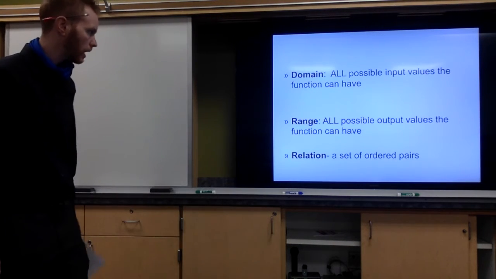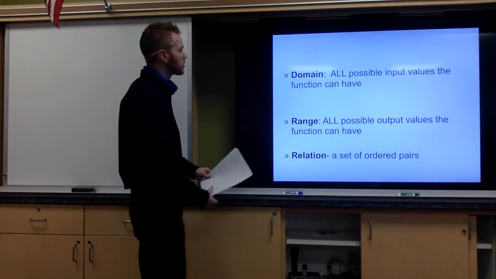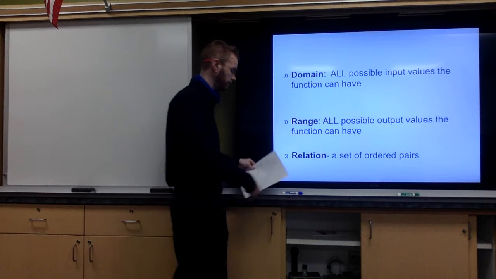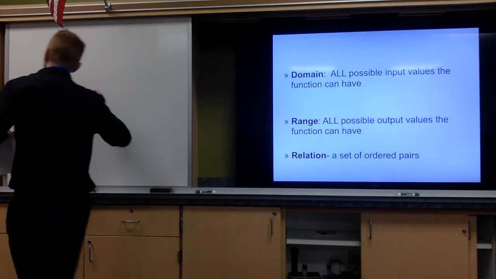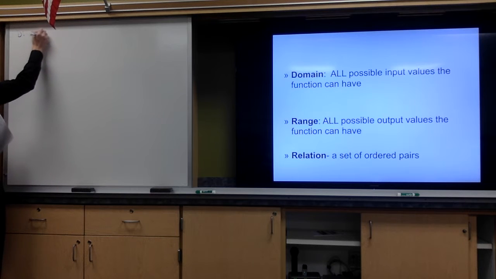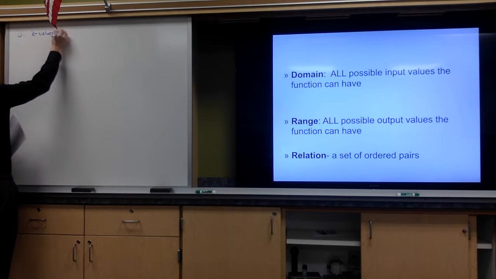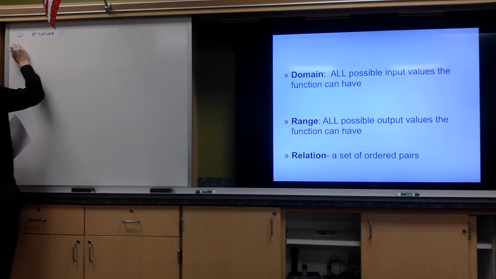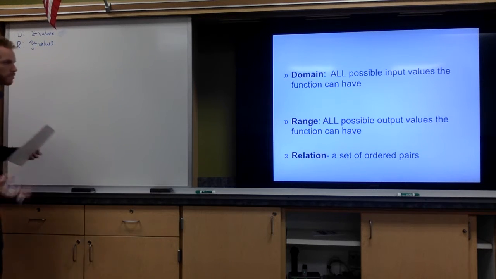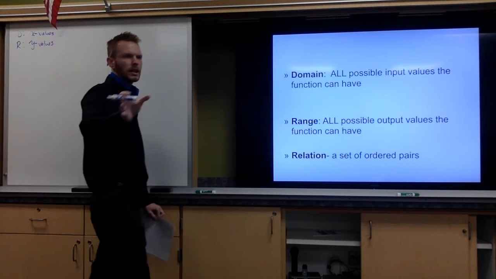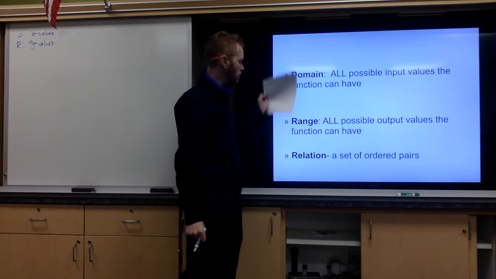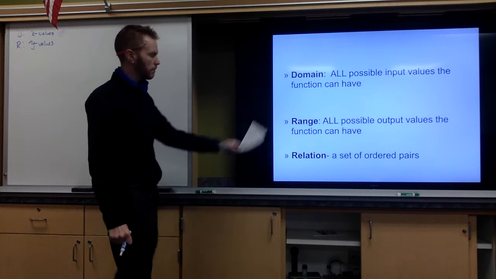So some vocab. The domain is all the possible input values a function can have. An easy way to remember, if you look at an XY table, the domain are the X values. The range are the Y values, which we know is the output. I haven't talked about what a function is yet, we'll get to it. But domain is your X values, your input, and your range is your Y values, your output.